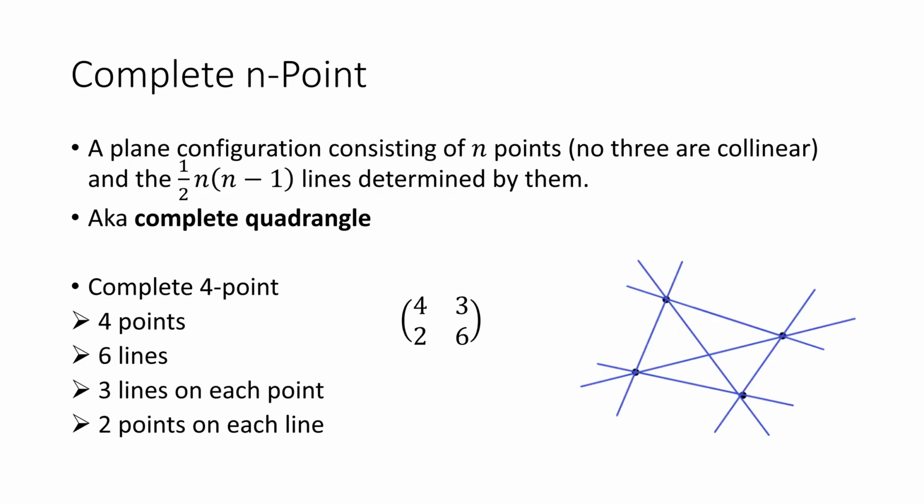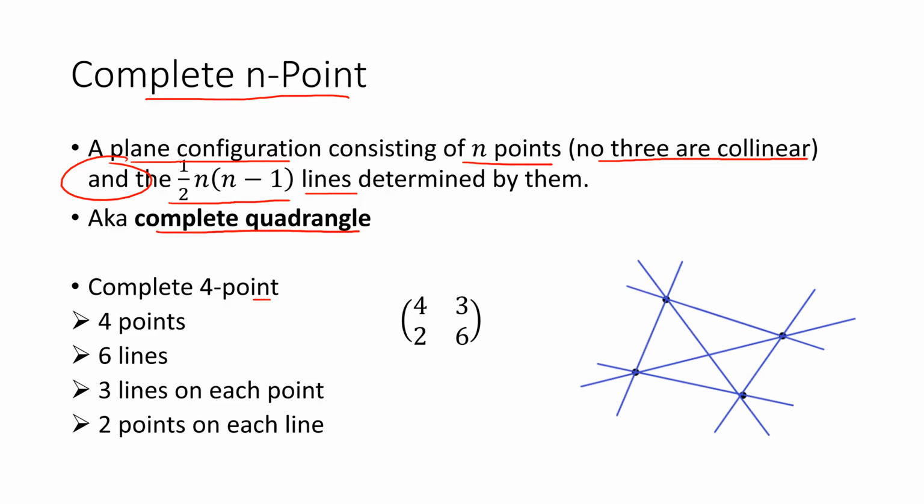Now let's introduce the complete endpoint. It is a type of plane configuration that consists of n points, no three of which are collinear or on the same line, and the 1/2 times n times (n minus 1) number of lines determined by the set of points. A complete endpoint is also known as the complete quadrangle.